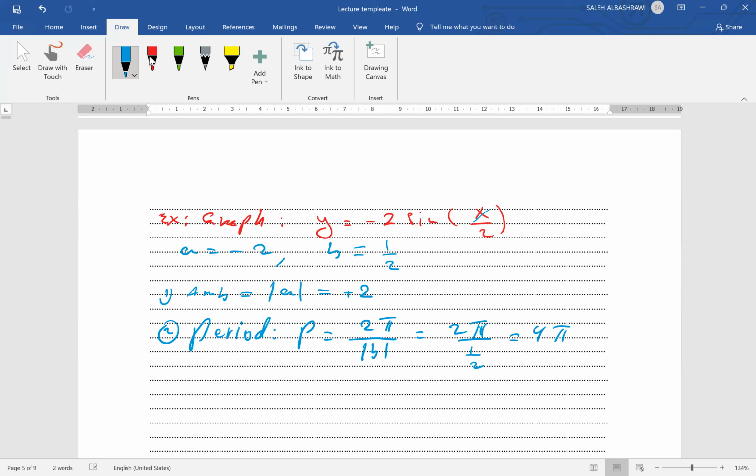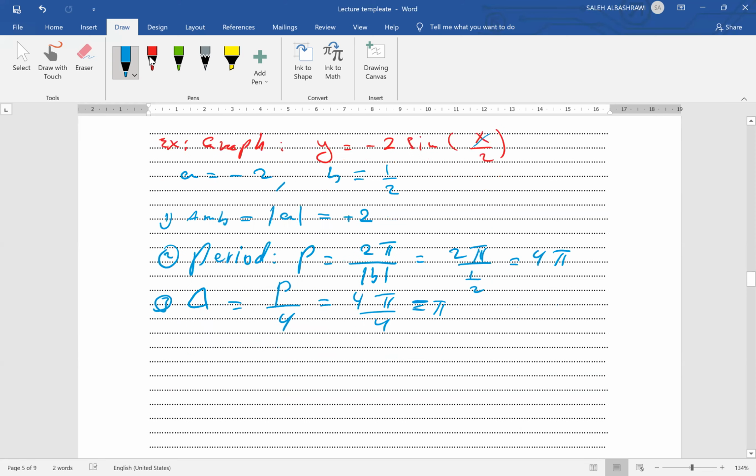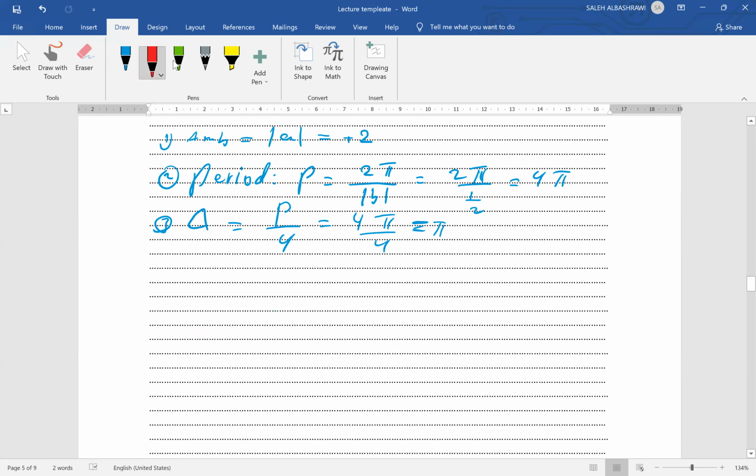As we did in the last part, we will find something called the delta, which is equal to the period divided by 4. We divide by 4 because we have 4 quadrants, and this will give me 1 cycle. So delta is equal to 4 pi divided by 4. This will be 1 pi. And I'm going to use this delta to write the values of the variable x, or of the angle. I have x and we have y.